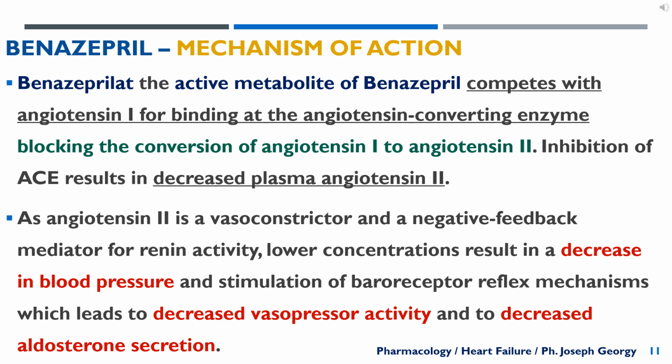It competes with angiotensin 1 for binding at the angiotensin converting enzyme by blocking the conversion of angiotensin 1 to angiotensin 2. Inhibition of ACE results in decreased plasma angiotensin 2. As angiotensin 2 is a vasoconstrictor and a negative feedback mediator for renin activity, lower concentrations result in a decrease in blood pressure and stimulation of baroreceptor reflex mechanisms, which leads to decreased vasopressor activity and to decreased aldosterone secretion.